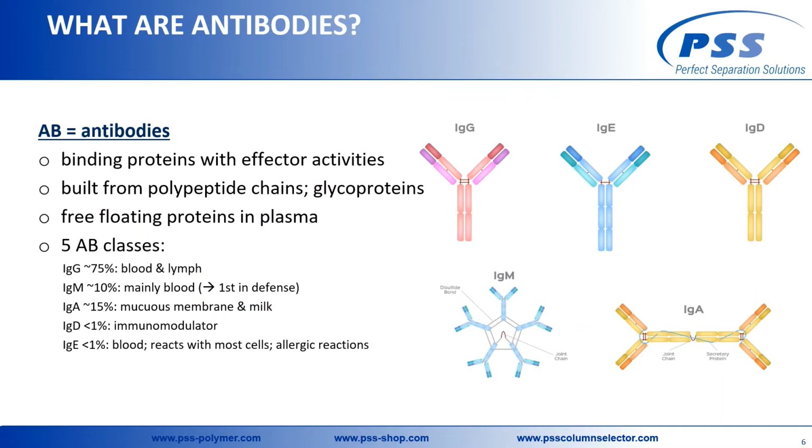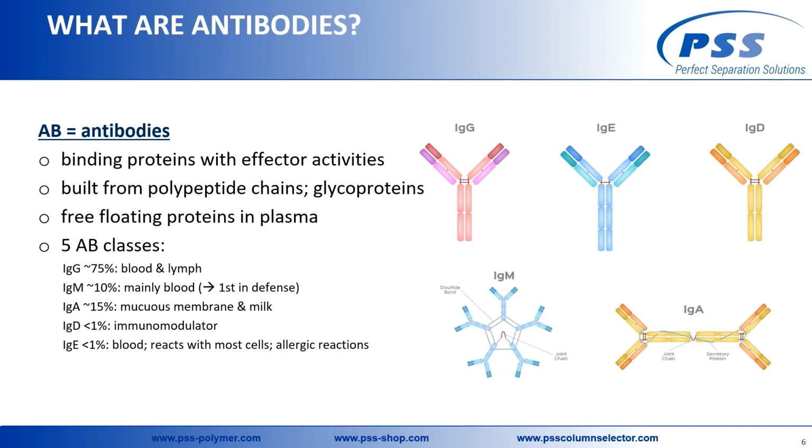Now we've discussed the GPC-SEC principles and why SEC is highly suitable for the analysis of proteins and MABs, but then the question pops up: what are antibodies? Antibodies, also known as immunoglobulins, are glycoproteins built from polypeptide chains and are binding proteins with effector activities, which strongly depend on their conformation. Thus, to ensure their efficacy when applied, their stability and hence their structural integrity are crucial.